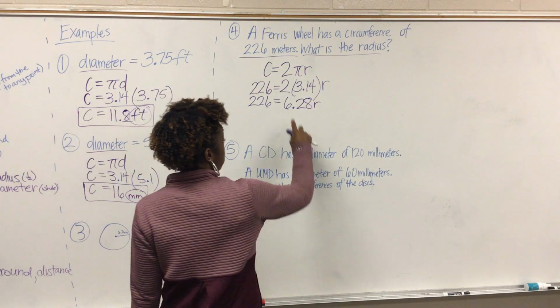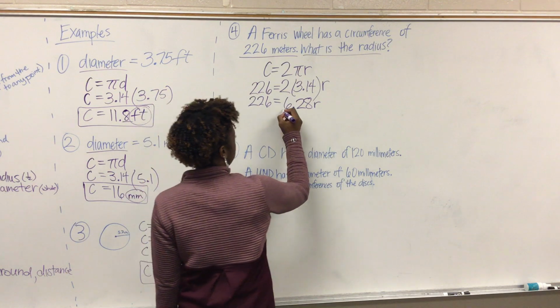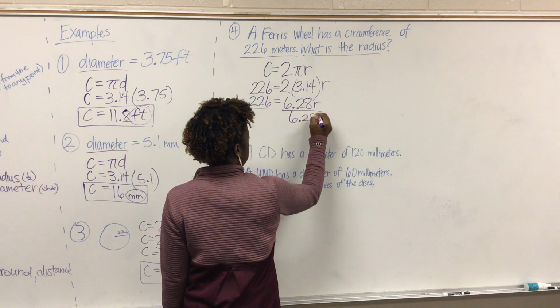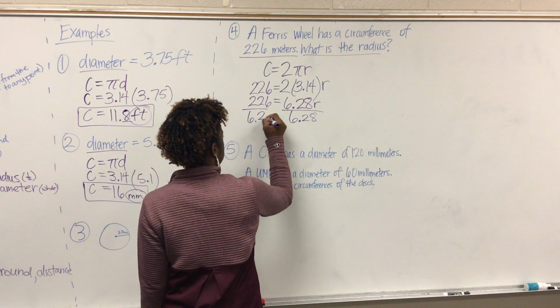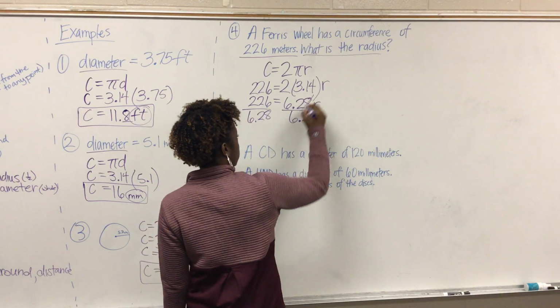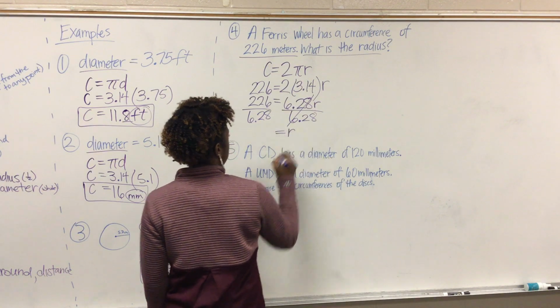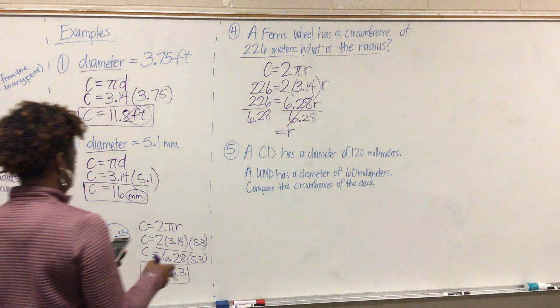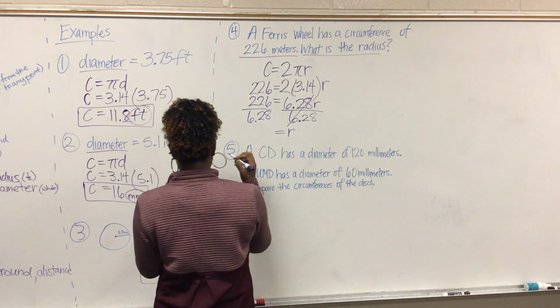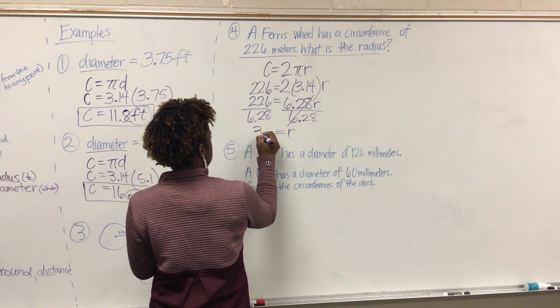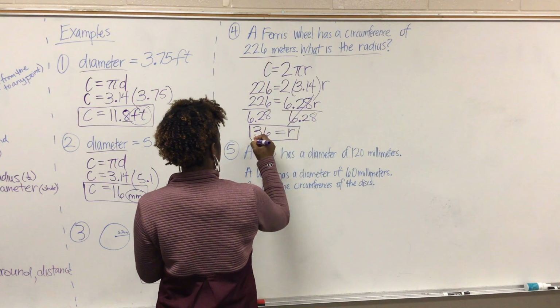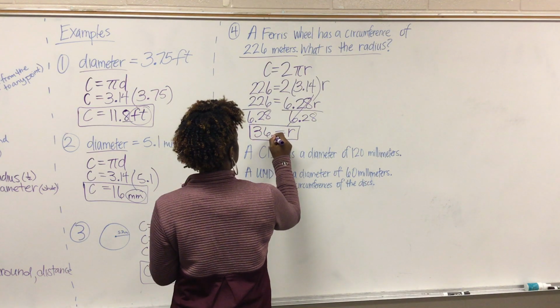Since r is being multiplied by 6.28, we want to do the inverse operation and divide on both sides of the equal sign by 6.28. This cancels out. We're left with r equals 226 divided by 6.28, which will give us 36 if we round to the nearest tenth. 36 meters.